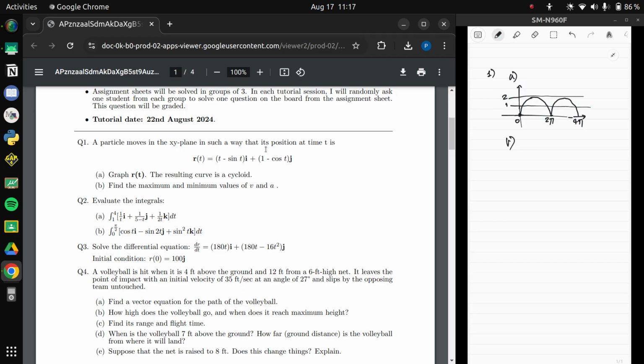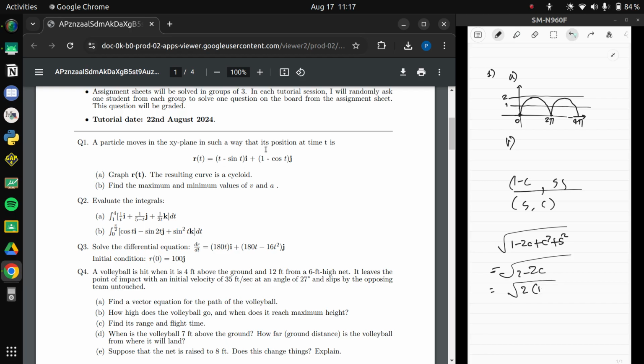So B is find the maximum and minimum values of V and A. We've already found V and A. V was just (1 minus the cosine, sine), and then the acceleration was just (sine, cosine). So you want the maximum value of the magnitude. This is just the square root of that, which is like 2 times 1 minus cosine.